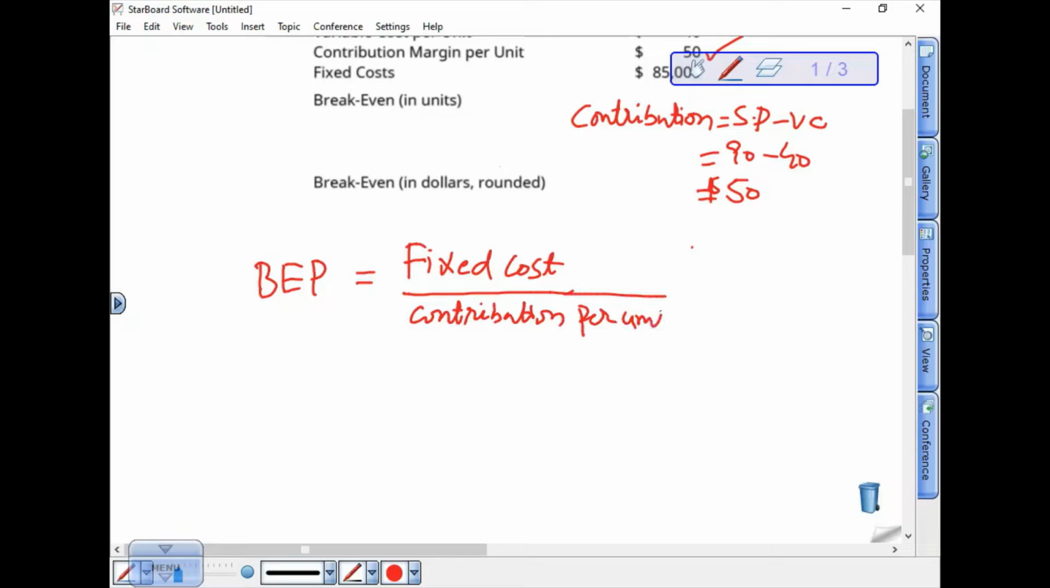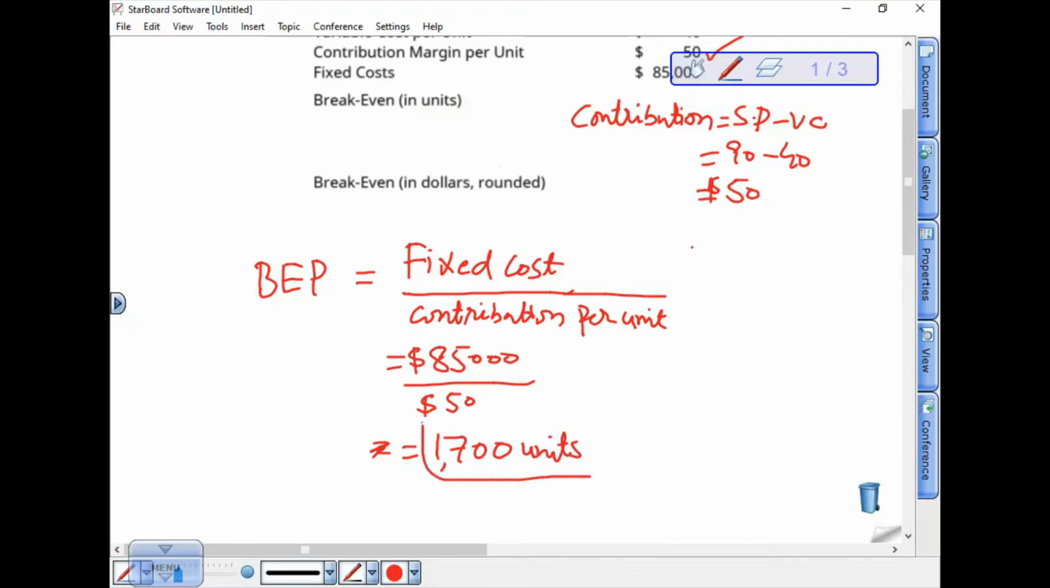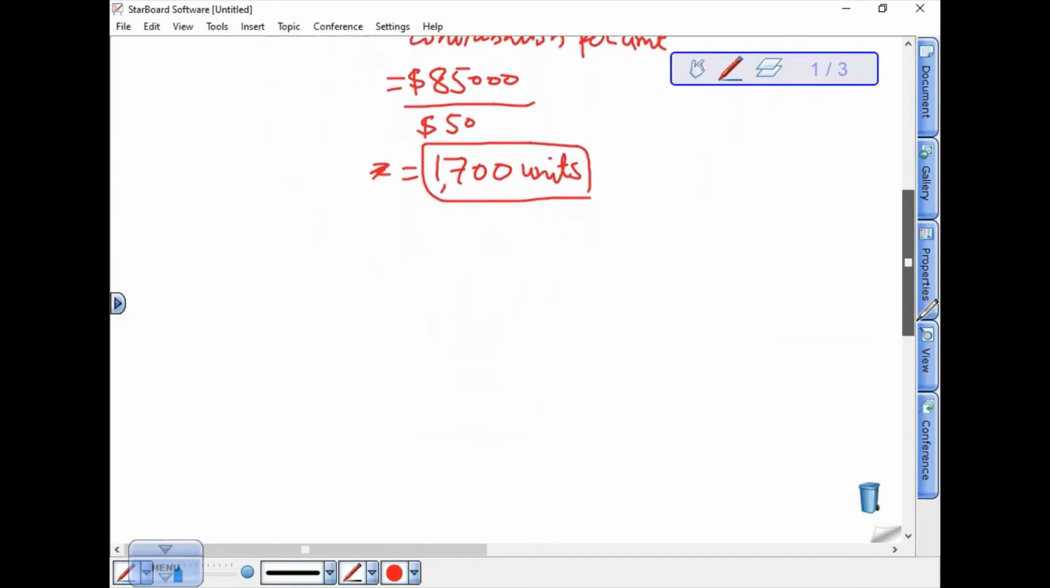Okay, if fixed cost is $85,000 and the contribution per unit is $50, just putting the values in the formula, it gives you exactly 1700 units. It means exactly at 1700 units, we will be making no profit and no loss.